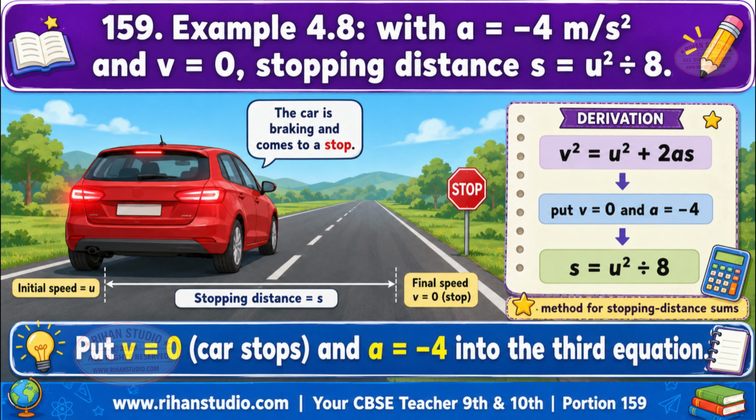Example 4.8. With a equals -4 meters per second squared and v equals 0, the stopping distance s equals u squared divided by 8. A braking example. Put v equals 0, the car stops, and a equals -4 into v squared equals u squared plus 2as to get s equals u squared divided by 8. Learn this method for stopping distance sums.